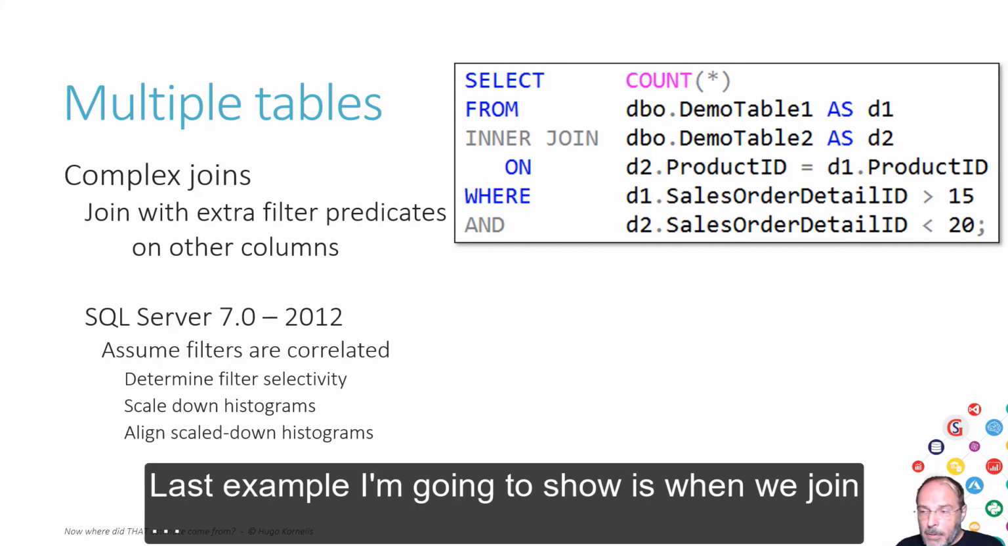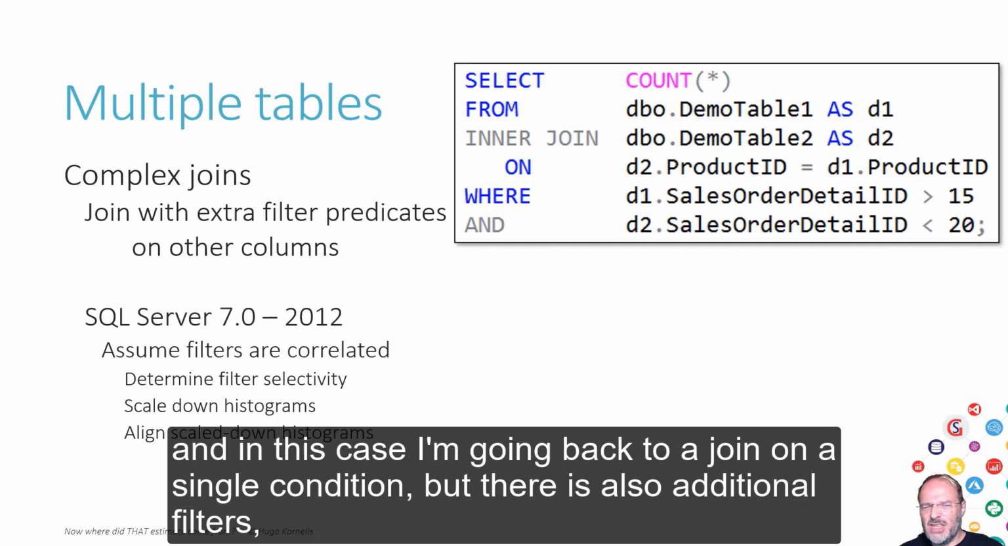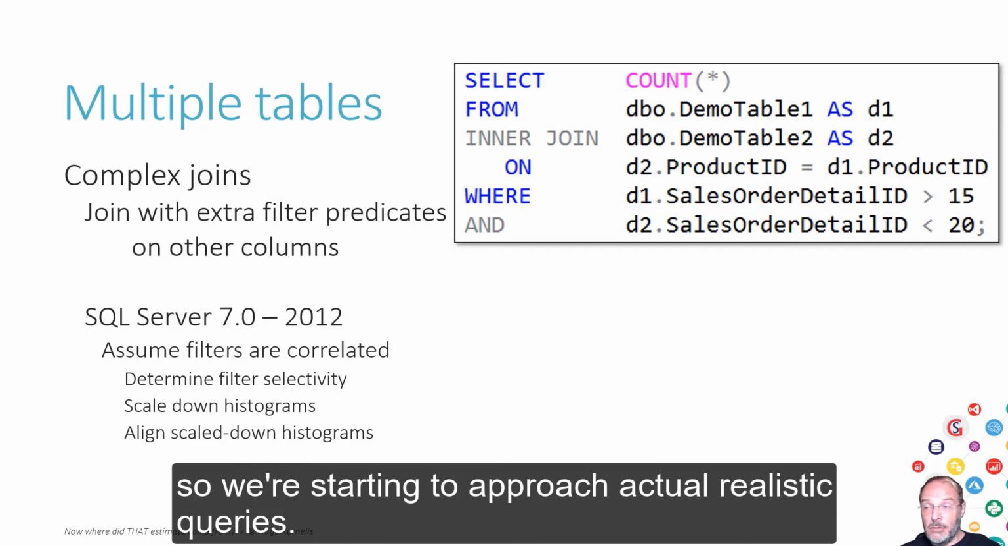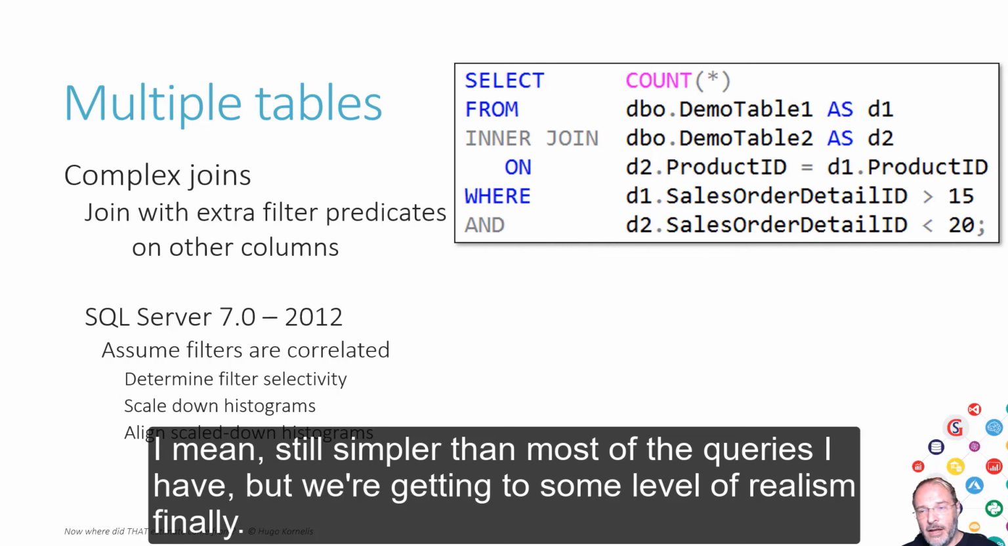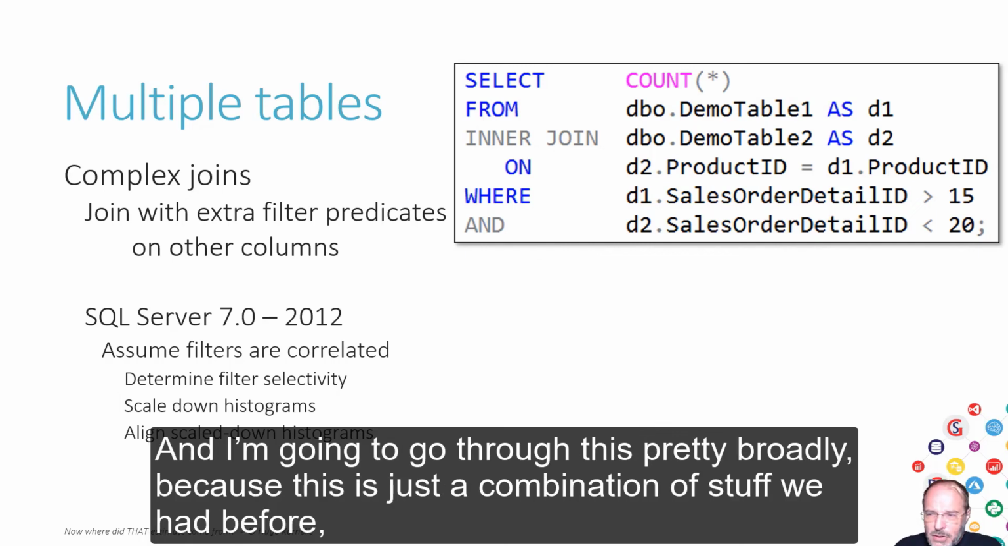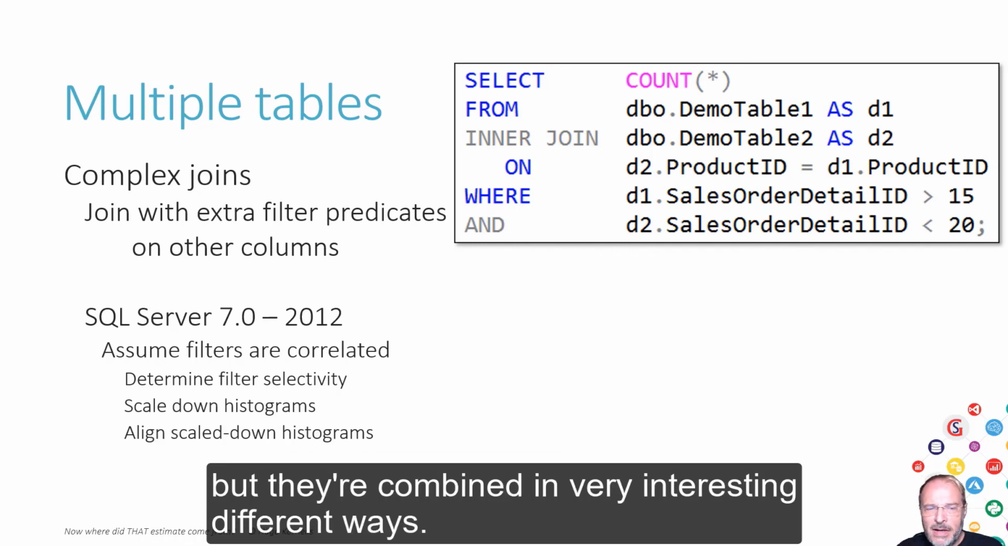The last example I'm going to show is when we join. In this case I'm going back to a join on a single condition, but there are also additional filters. So we're starting to approach actual realistic queries. I mean, still simpler than most of the queries I have, but we're getting to some level of realism finally. And I'm going to go through this pretty broadly because this is just a combination of stuff we had before, but combined in very interesting different ways.